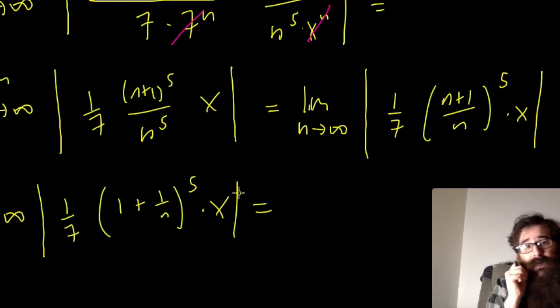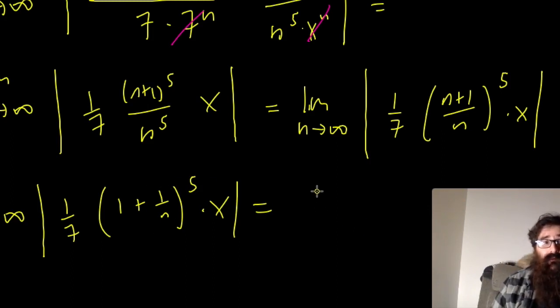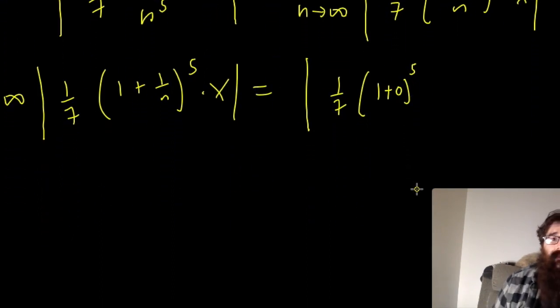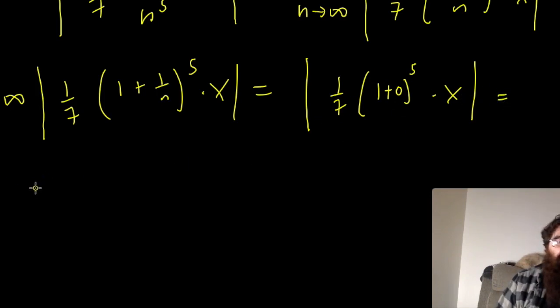And we'll say, okay, well, let's talk about this. As n goes to infinity, 1 over n goes to 0. So it's going to give me absolute value of 1/7 times 1 plus 0 to the fifth, and then times x. So, okay, 1 plus 0 is 1, 1 to the fifth is 1, so that just gives me 1, and I have 1/7 times x. So this is going to give me absolute value of, we could write this as x over 7.